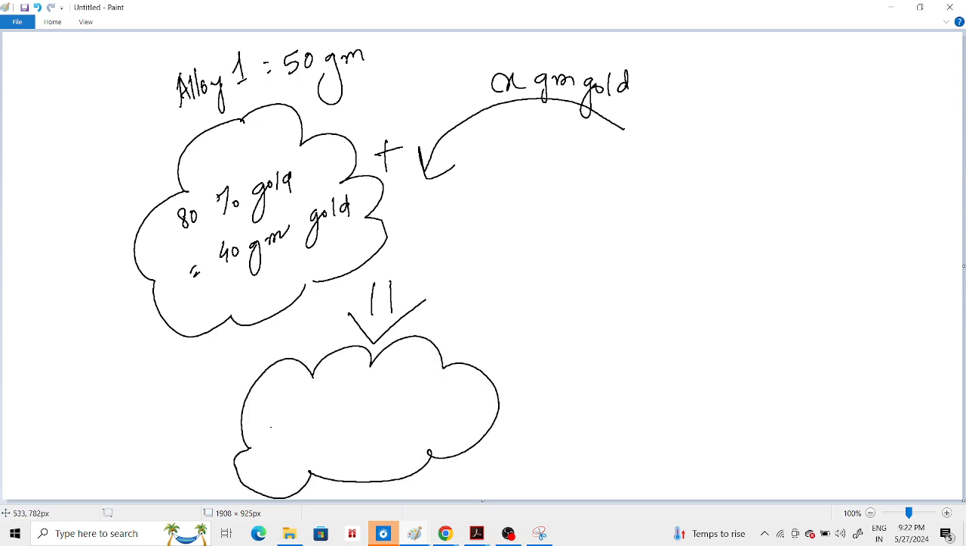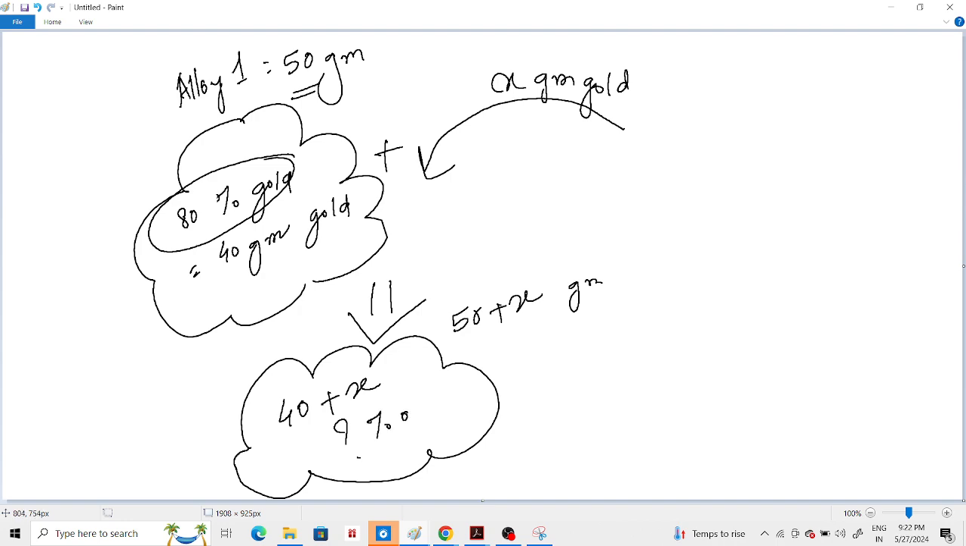Tell me, total mass of the alloy. Earlier it was 50, so now it becomes 50 plus x. This is the total mass of the alloy. But what is the amount of gold now? Earlier it was 40 gram, now x gram came in. But what is the question? What is the percentage of gold? The percentage of gold is 90, that is also given.